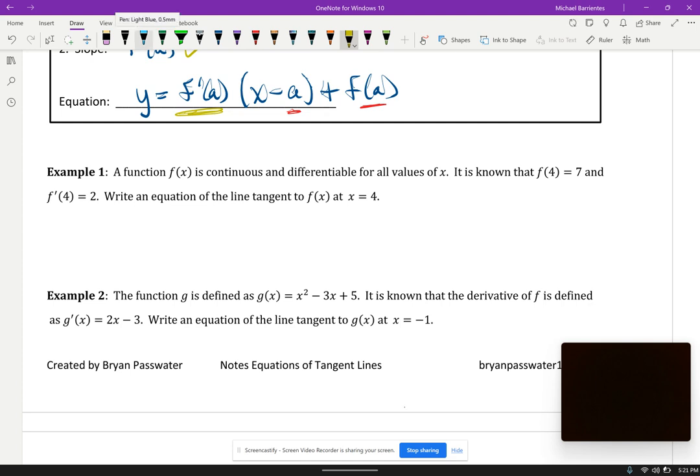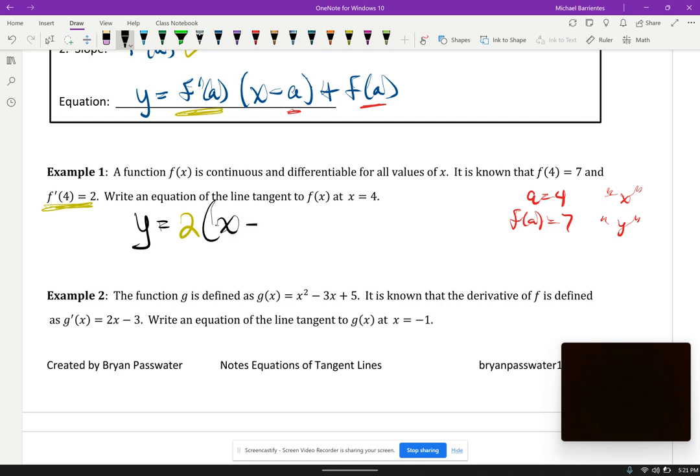Well, do I have an x value? Do I have a y value? My a is 4. My f of a is 7. This is like my x. This is like my y. I have a coordinate pair. I also have the slope. The slope is 2. So I can write an equation using this formula that's in the box. Y equals the slope, which is 2, times x minus the x coordinate, which is that a value, which is 4. Let me use that color that I used over there.